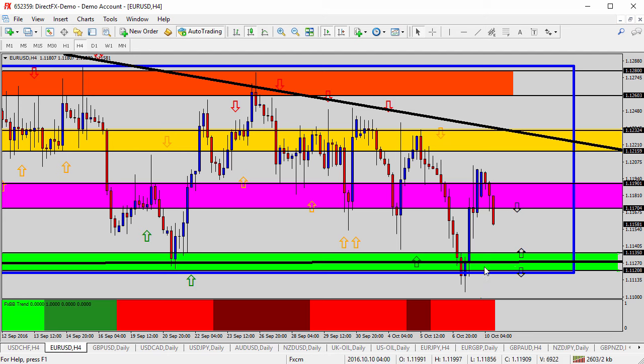Now, if you're a buyer, if you're thinking about buying this currency pair, obviously the best risk reward opportunity to buy it would be back down here at the green zone, 111.35 for this week. Let's take it down to the GBPUSD.